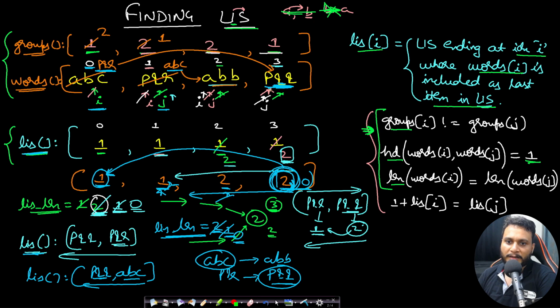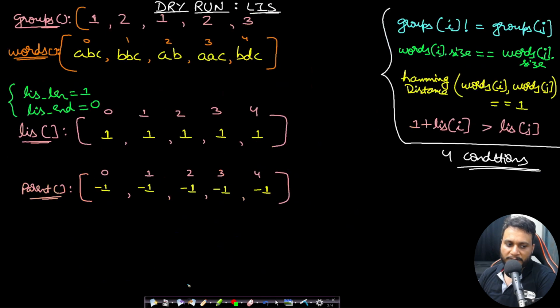So if PQQ got included when the j index was here and the I index was at 0, then okay, you have written a 2 here, but you also write the previous index is at 0. So that after 2 you will reach this index 0 and include this PQR as the second last item. I hope this is clear. So that is why I will be using a parent array.